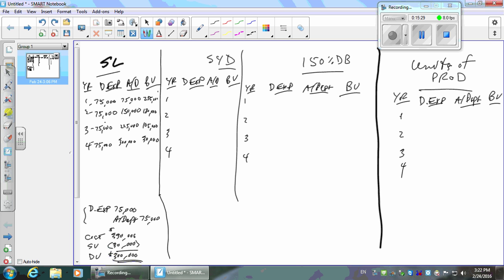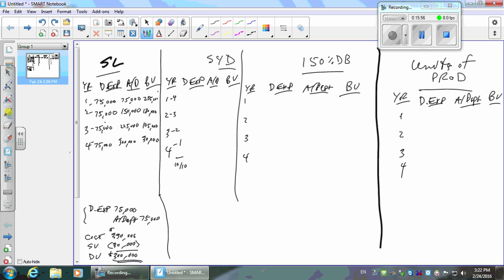Everybody got it? Doing the next one. Let's go ahead and do sum of the year's digits. What you do is take the numbers and put them upside down: 4, 3, 2, 1. If it was 5 years, it'd be 5, 4, 3, 2, 1. You got the idea? Then you add them all up. They total up to 10.